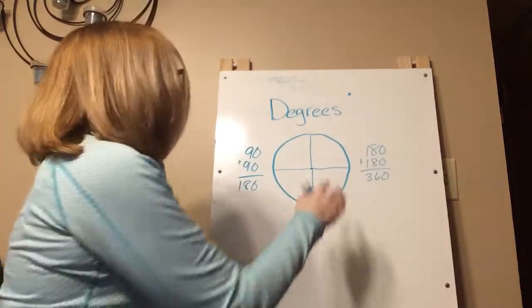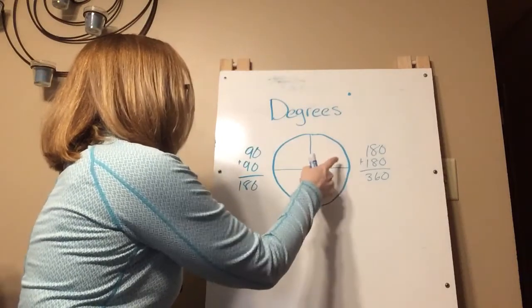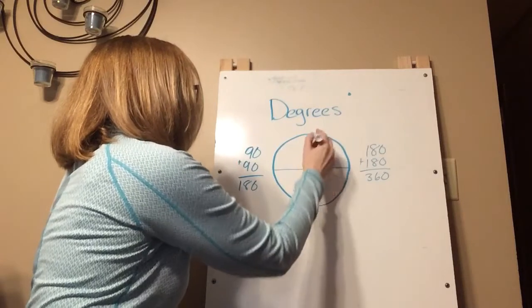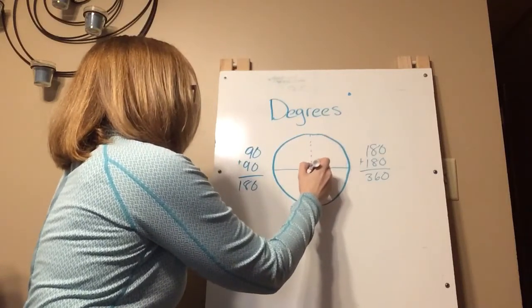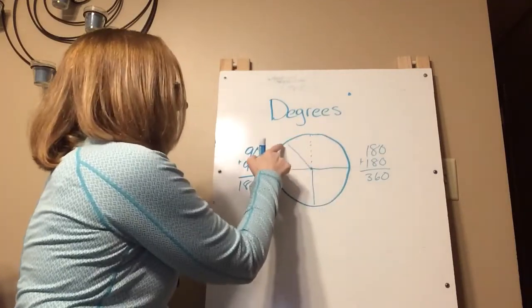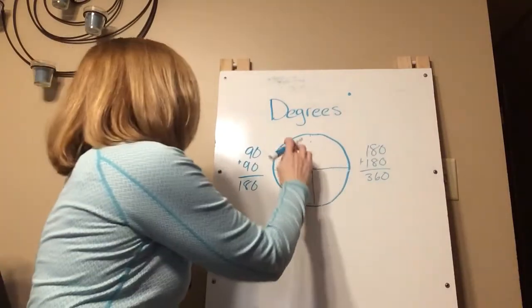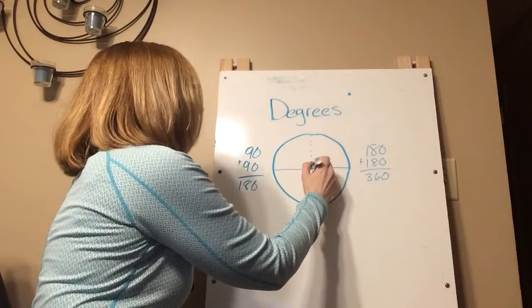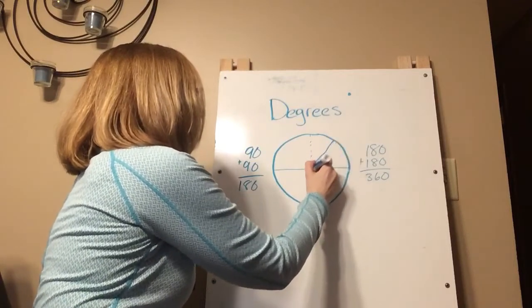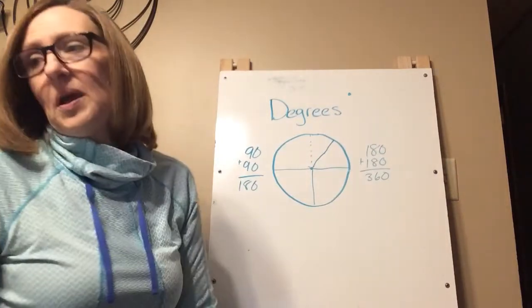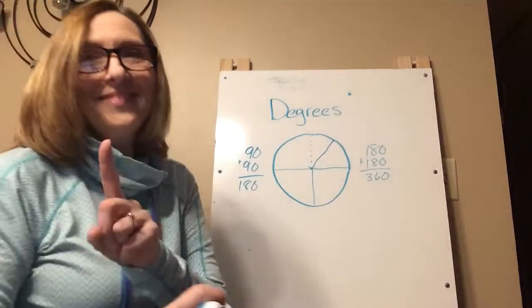So we have our right angles, and we have our obtuse angles. An obtuse angle would be past this line, so something like that would be an obtuse angle. And then we have our acute angles, which are anything less than 90 degrees. Okay? Now, here's another thing.